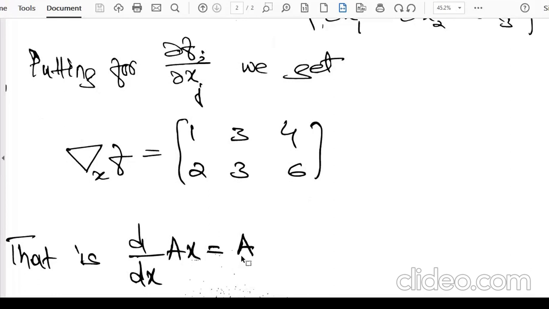And the interesting thing is that this calculation, d by dx of Ax equal to A, also corroborates with our normal day experiences when we are not multiplying a matrix to a vector, but a scalar to some quantity. For example, if this was a scalar 5 and this was just some scalar variable x, I would have d by dx of 5x equal to 5. So there is a correspondence over here. So these are the two interesting results that I wanted to discuss.